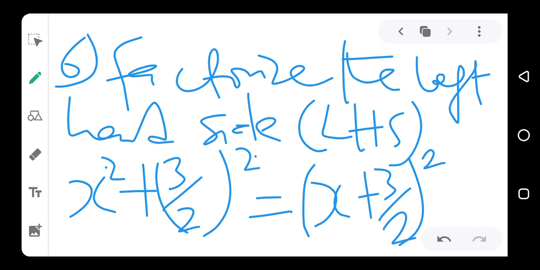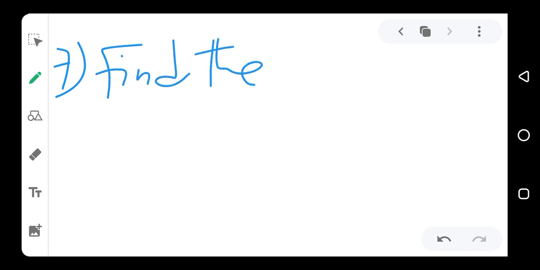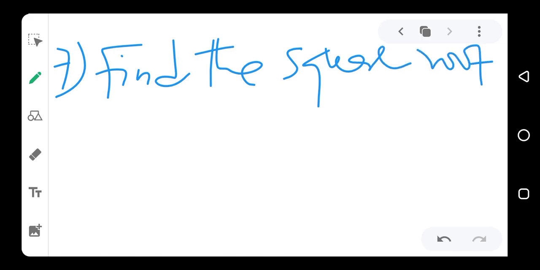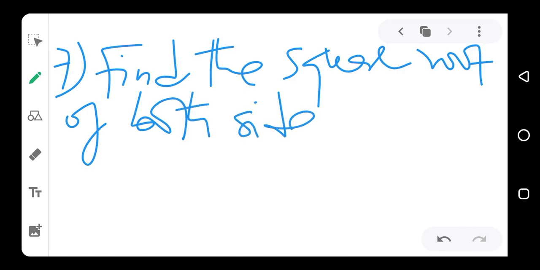Now, having it in this form, the next step is for us to find the square root of both sides. Step 7. Find the square roots of both sides.